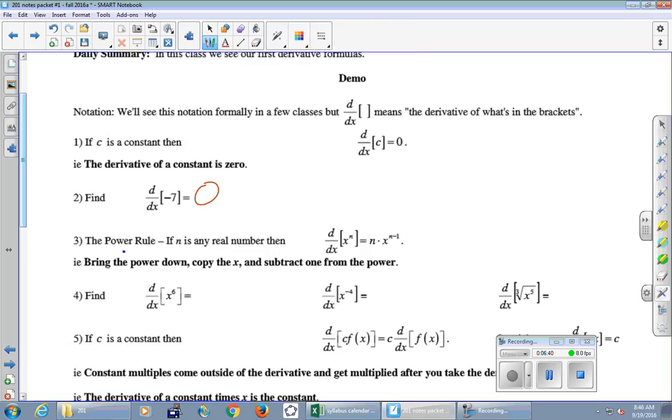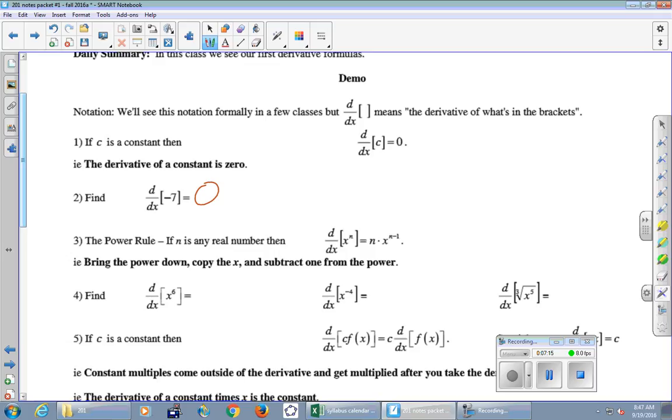Next one, the power rule. If n is any real number, then the derivative of x to the n, that is x to a power, is n times x to the n minus 1. So in plain English, written in bold here, what you do is bring the power down. So this n came right down in the front. You copy the x, that's that guy right there, and you subtract 1 from the power. It used to be n, it becomes n minus 1. This should not at all be intuitive. Not at all. But there's a proof for it. You can see it in the book, or you can ask me.